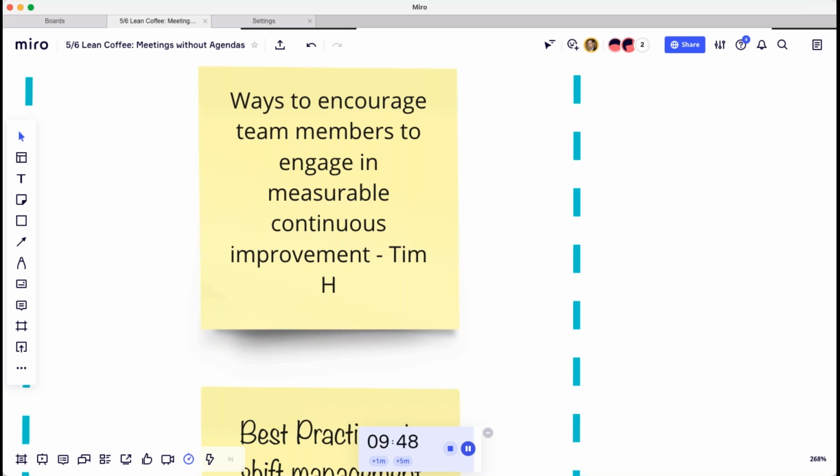Hey everybody, am I off mute? Yes. Hey Tim, good question. Do you do anything with a capacity allocation, where you reserve like 10% of your time for production support and 10% for DevOpsy type stuff?